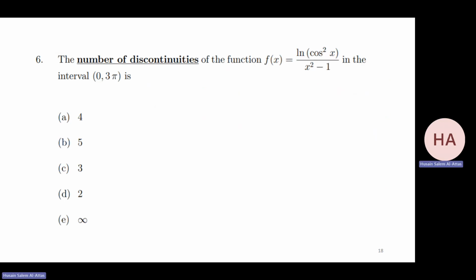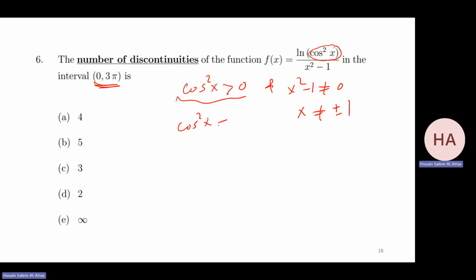The number of discontinuities for this function, it means I need this to be positive in this interval, and I need this not equal to 0. That means x not equal plus or minus 1. Here, like what you did before, I need cosine square not equal to 0. To see where cosine square is equal to 0, so I have a discontinuity.